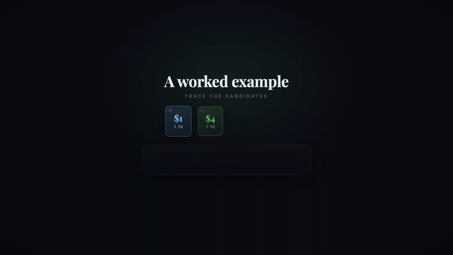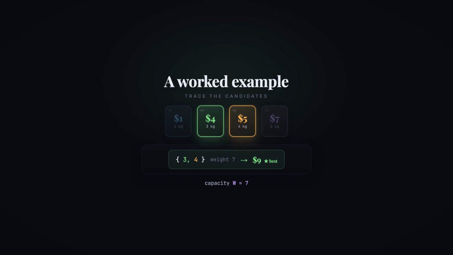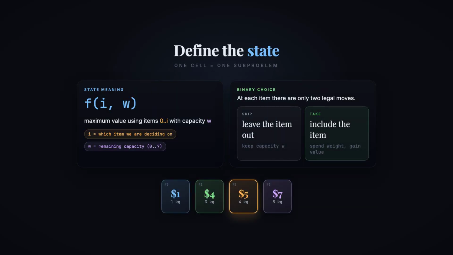Take this example. Weights 1, 3, 4 and 5. Values 1, 4, 5 and 7. Capacity 7. Watch the candidates. Items 3 and 4 together weigh exactly 7 and give value 9. No other combination beats it. 9 is our answer. Now, how do we find that automatically?